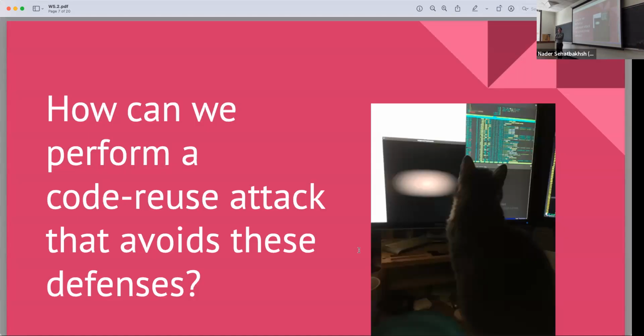So the problem that this paper is trying to address is how can we perform a code reuse attack that avoids these defenses and gets around the limitations of a return-oriented programming attack?